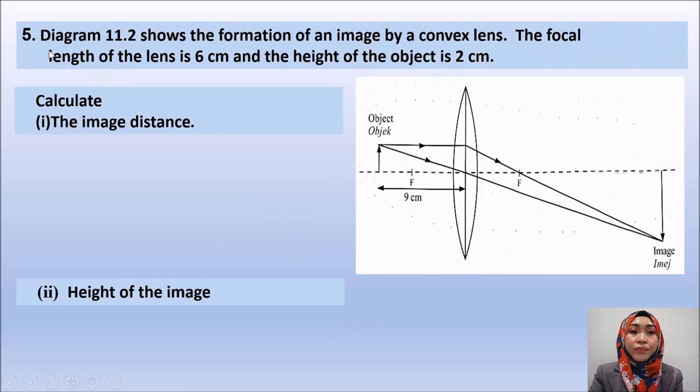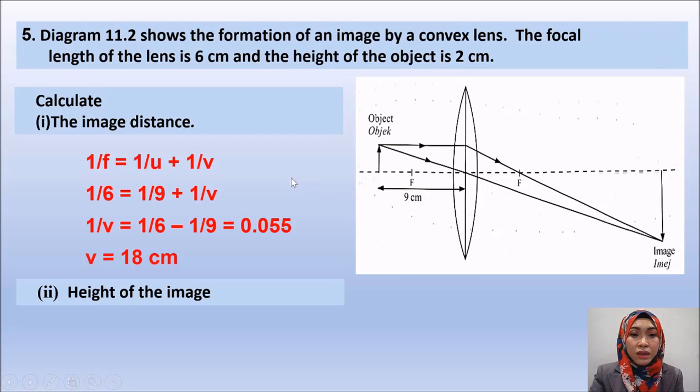Question number 5. Diagram 11.2 shows the formation of an image by a convex lens. The focal length of the lens is 6 cm and the height of the object is 2 cm. The focal length is 6 and the height of the object is 2, and another piece of information you will get from the diagram is u equals 9. Okay, do the calculation and then you will get v equals 18 cm.